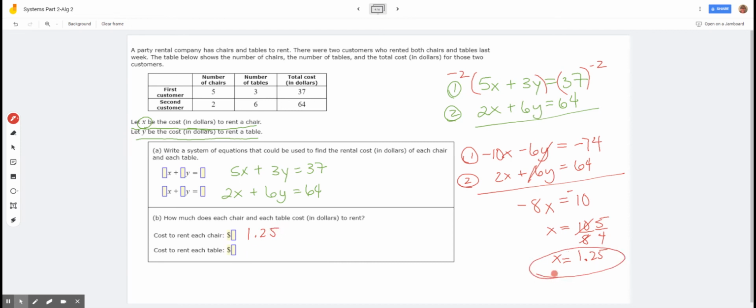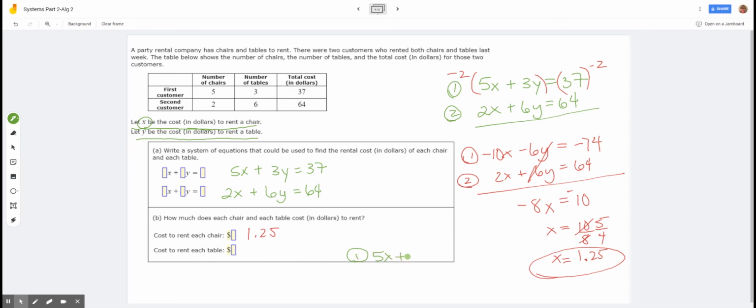Okay, how much does it cost to rent a table? Plug it back in. It doesn't matter which equation you plug it back into. I'm going to plug it into 1. Okay, so I'm going to go 5 times 1.25 plus 3y. Whoa, I can't do that. That doesn't fit. Eraser. Here, I'm going to change colors and I'm going to plug it in over here. Okay, so I'm going to plug it into number 1.